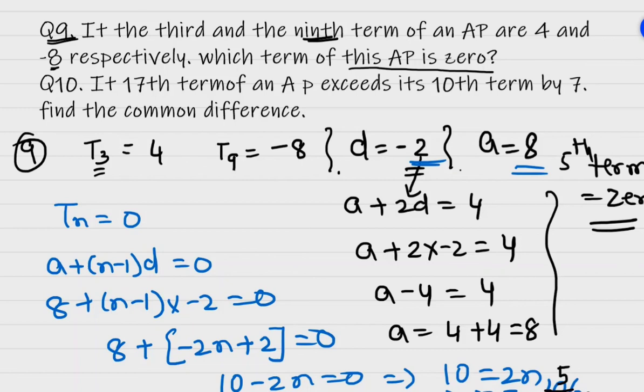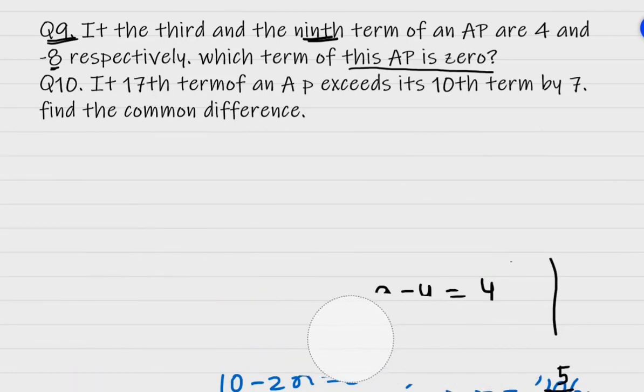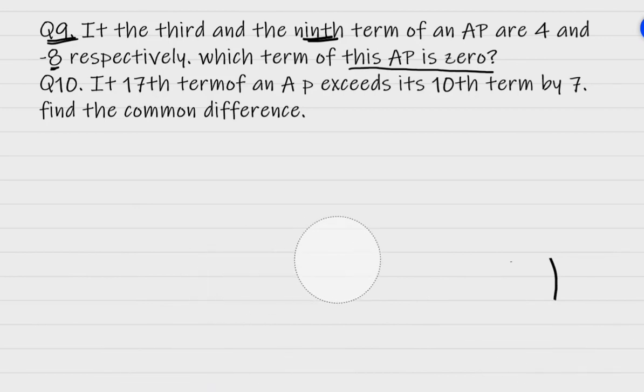Now let us see what is our next question. Question number 10. It's so simple, nothing is there. Just write down what is given and you'll see that it's very easy to solve. Now see question number 10. Okay, if the 17th term of an AP exceeds, means is greater, its 10th term by 7.